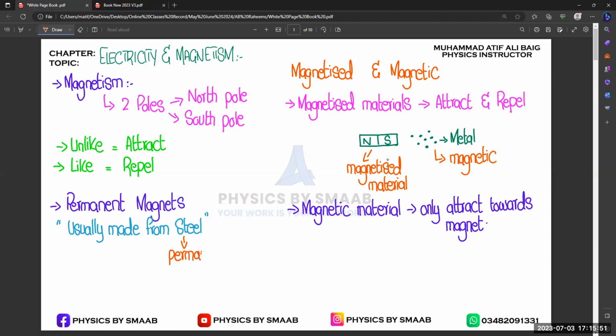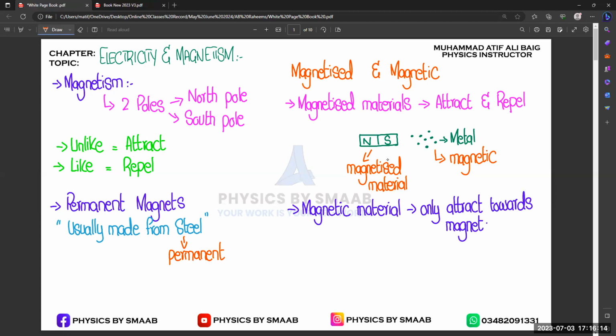Permanent magnets, yes, because let's suppose if we take a steel rod and we try to magnetize that steel rod, and then if we try to demagnetize it, it would not be demagnetized very easily, right? Because steel is a permanent type material. So once it gets magnetized, it is very difficult to demagnetize it.